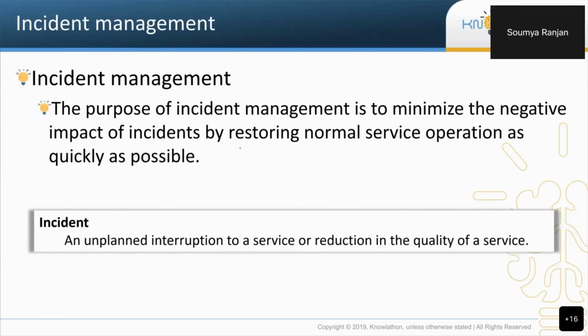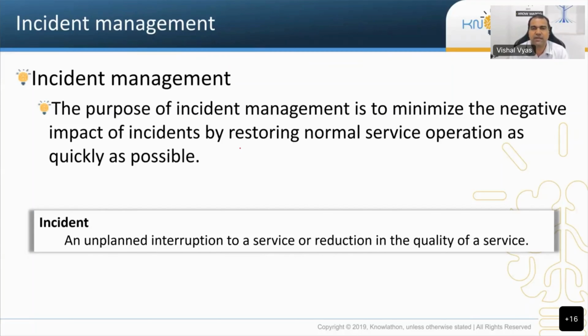Incident management. We've discussed this already. The purpose of incident management is to minimize the negative impact of incidents by restoring normal service as soon as possible. Restore normal service as soon as possible is the objective of incident management. What is incident? Unplanned interruption to IT service or reduction in the quality of IT service is incident.